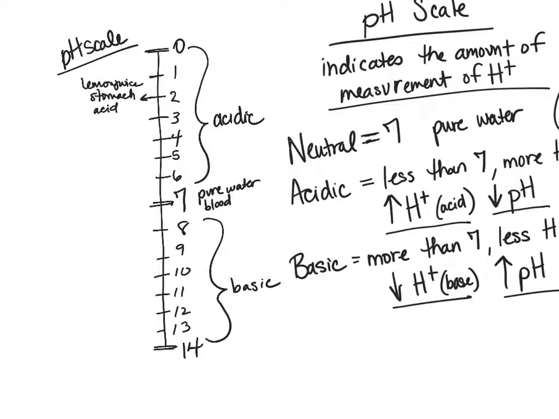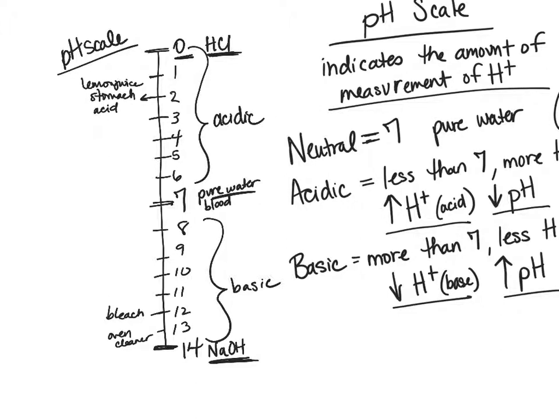And then on the other end, around 12, we have household bleach, something that's very basic. Down here, 13 is oven cleaner. 14, by the way, is sodium hydroxide, very, very basic. And 0 up here, since we've been talking about it, is hydrochloric acid. So we have pure water at 7, our example of an acid, hydrochloric acid, at 0, and our example of a base, sodium hydroxide, at 14.